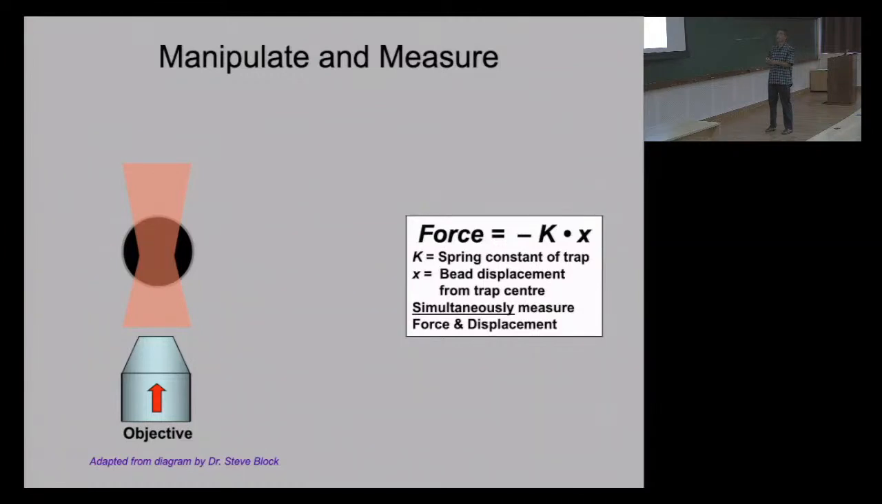It has units of force by distance, Newton per meter. And you can then simultaneously measure force and displacement. If I know this, I measure the displacement and I simply multiply it by the known spring constant, so I can also get the force. So I can simultaneously measure these two things, and they are both useful in understanding how single or groups of motors work.